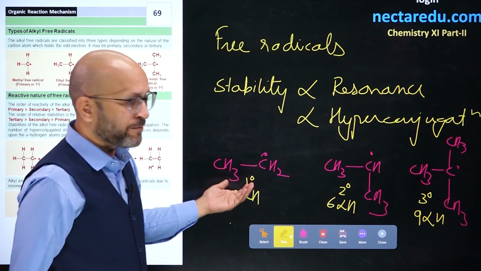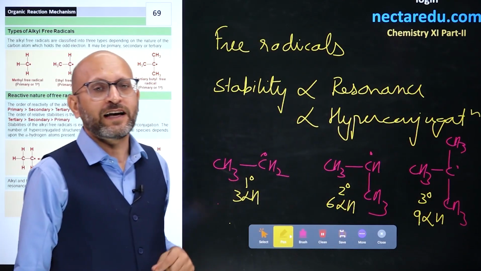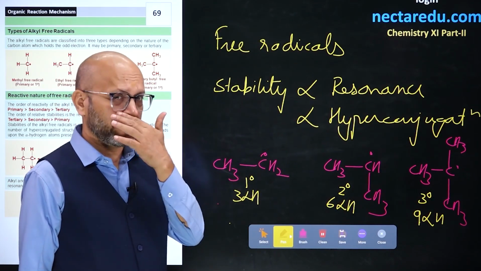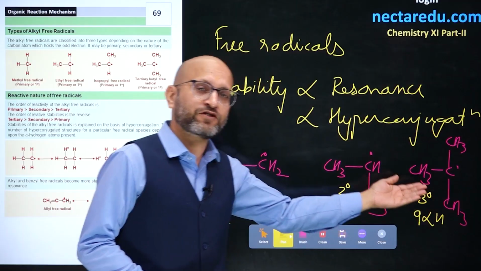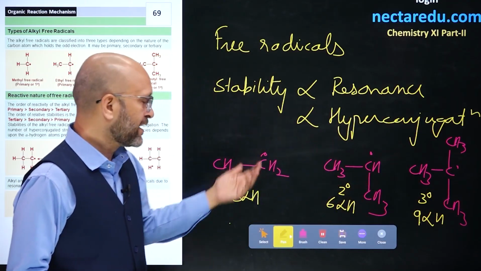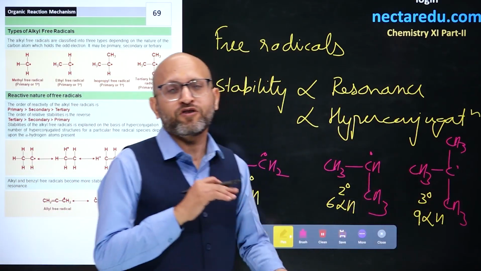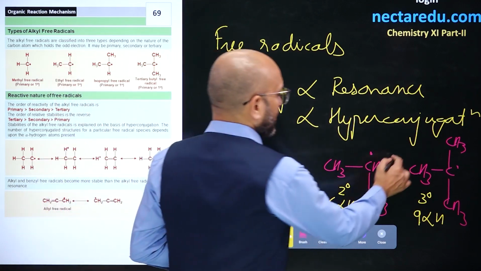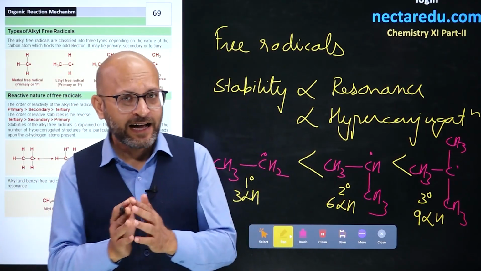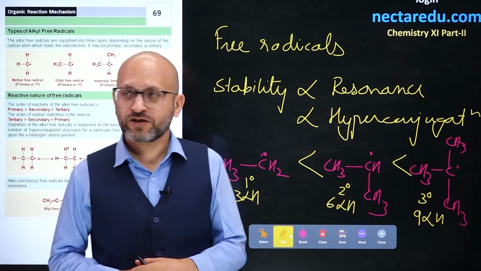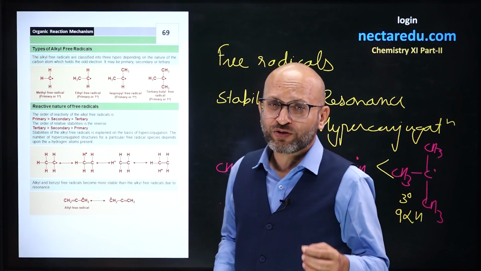1 degree is also called a primary free radical, 2 degree free radical is called a secondary free radical, and 3 degree free radical is called a tertiary free radical. So the stability order can be compared on the basis of hyperconjugation. This has 9 alpha hydrogens, so maximum hyperconjugation, this one has 6 and this one has 3. So least hyperconjugation, so least stable. This one has maximum hyperconjugation, so it is most stable. So 3 degree is more stable than 2 degree, 2 degree is more stable than 1 degree, and that has been concluded from hyperconjugation.